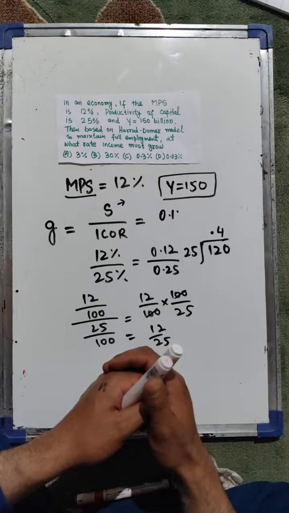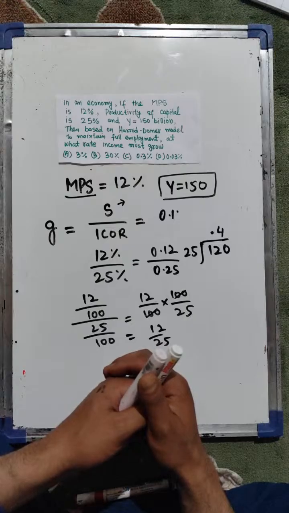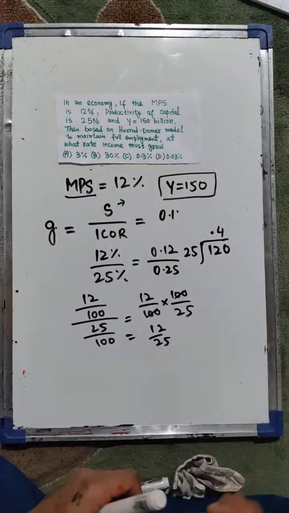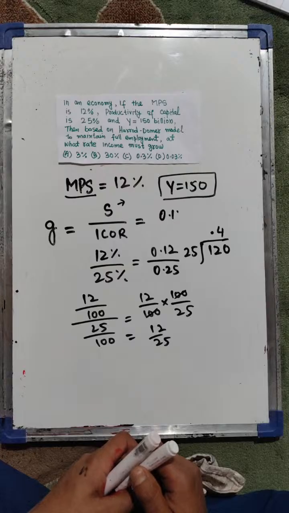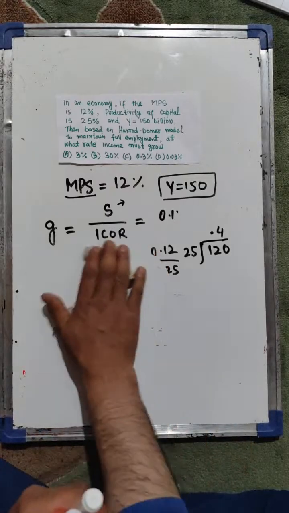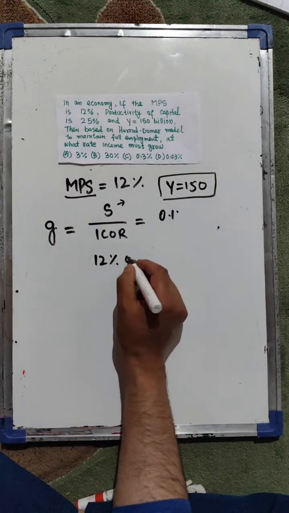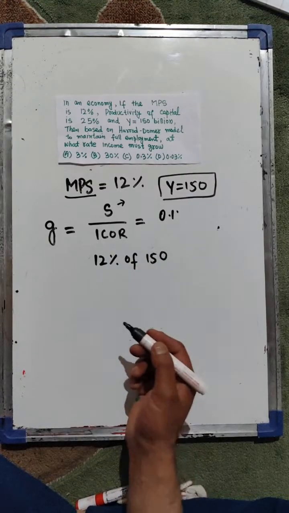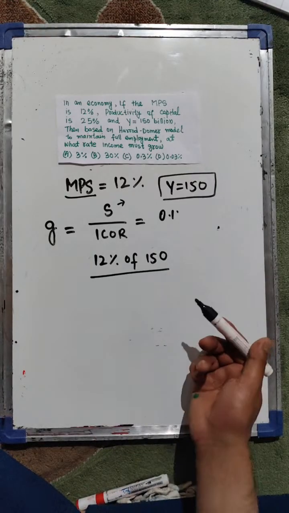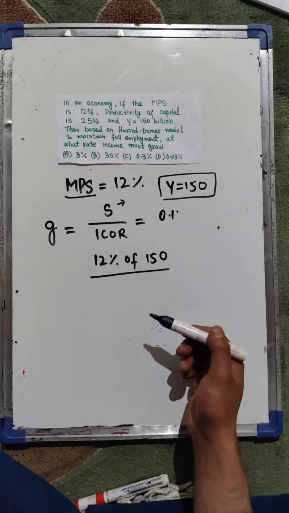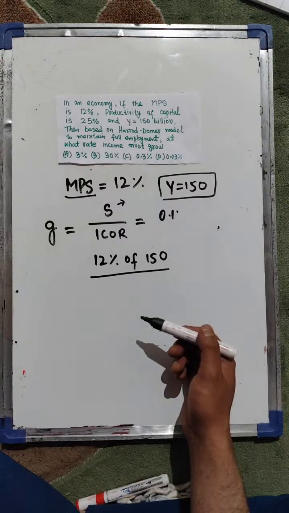25 minus 12, that is not correct. Okay, savings divided by income. It is savings divided by income. So income is 150 billion, savings out of income. So savings out of income means we have 12% of 150 first. Okay, savings out of income divided by capital output ratio. Okay, so capital output ratio.